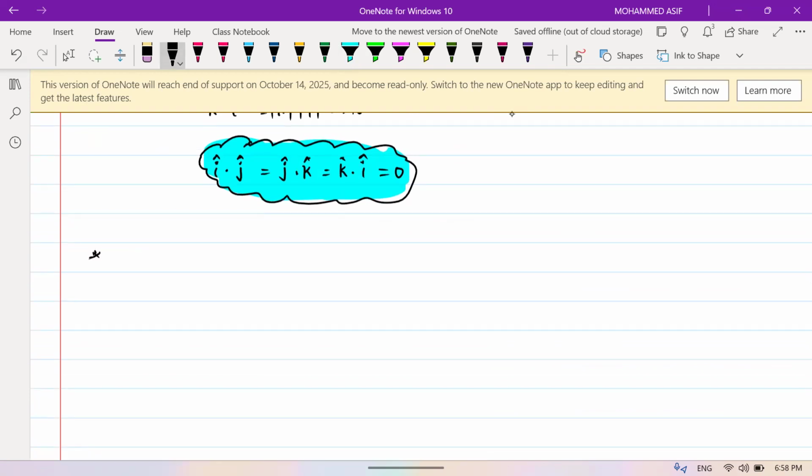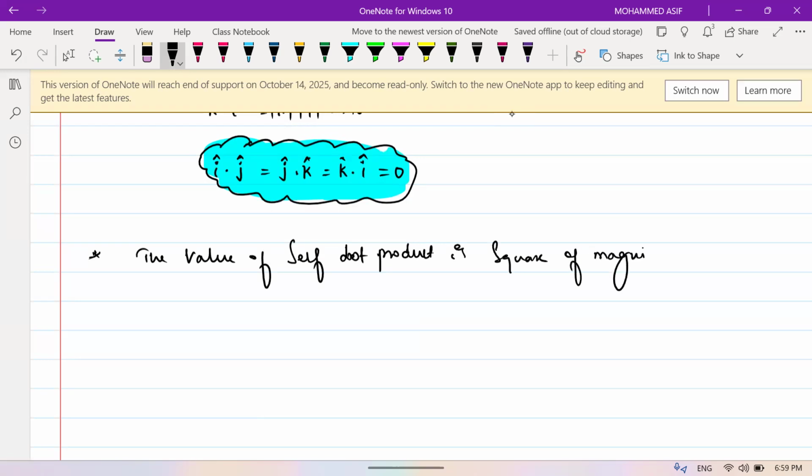If I multiply two similar vectors, the self dot product is what? It is the square of the magnitude. That is, a bar dot a bar will be equal to a square. Am I clear?